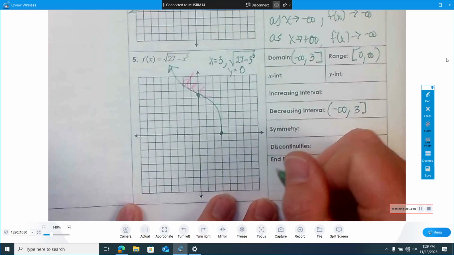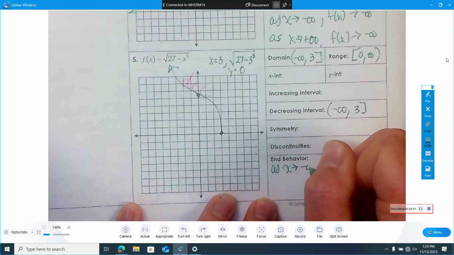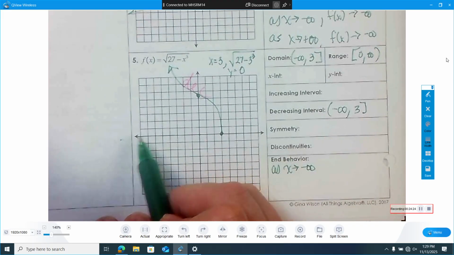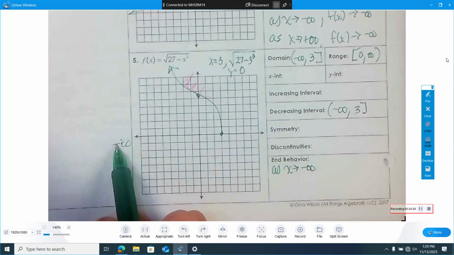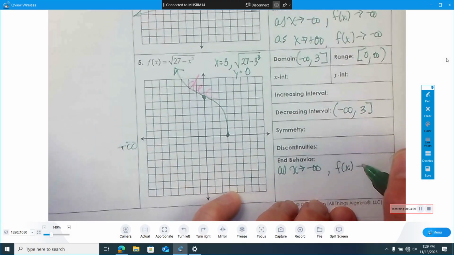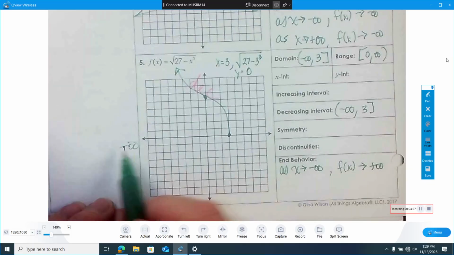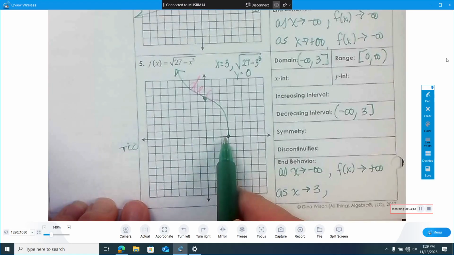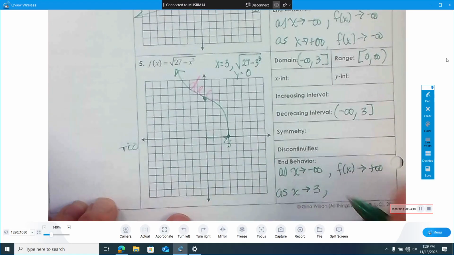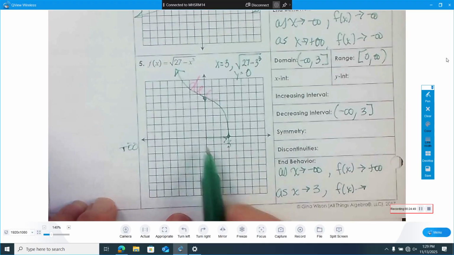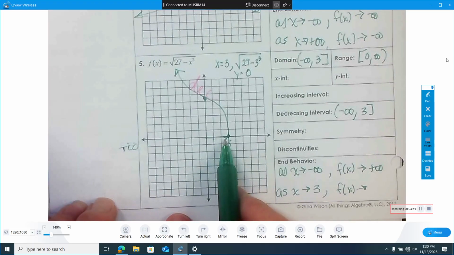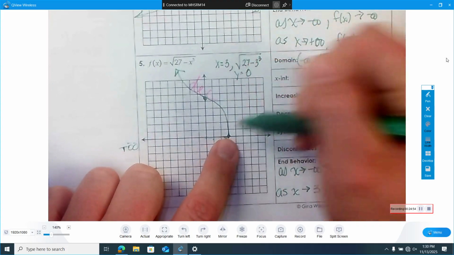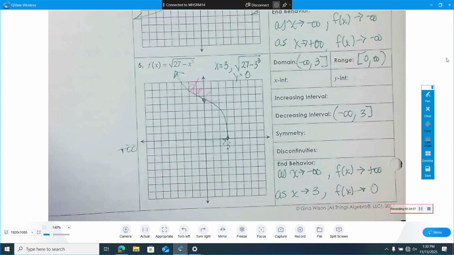All right, end behavior. As x approaches negative infinity, can we go to negative infinity? Yes, we can. Negative infinity is way out here to the left. Where does our function go? Up, yeah. f of x goes to positive infinity. And then, as x goes to 3, very good. x can only go as far as 3. We had to stop here at 3. Where is our function going to? 0. Yeah. So our function is hitting 0. All right, very good, ladies and gentlemen.